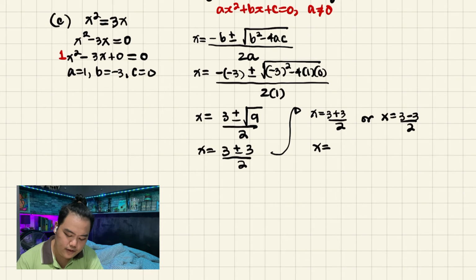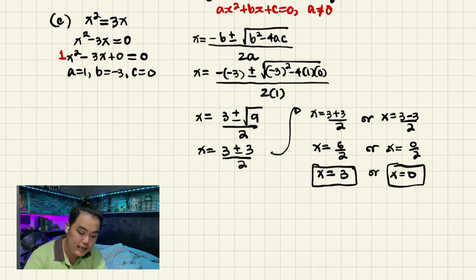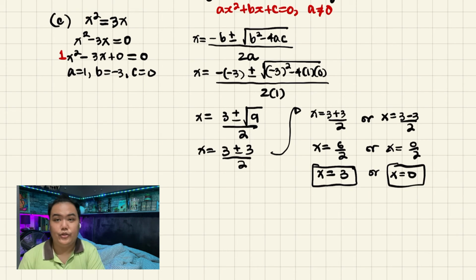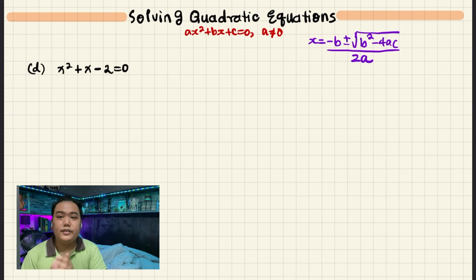And then, simplify mo na lang ito. So, x is equal to 3 or x is equal to 0 over 2 or x is equal to 0. So, these are the two possible answers for your quadratic equation. Actually, sa quadratic equation, dalawa lagi ang sagot. So, pwedeng hindi sila the same, pwedeng the same. Let's do this last example sa solving quadratic equations via the quadratic formula.